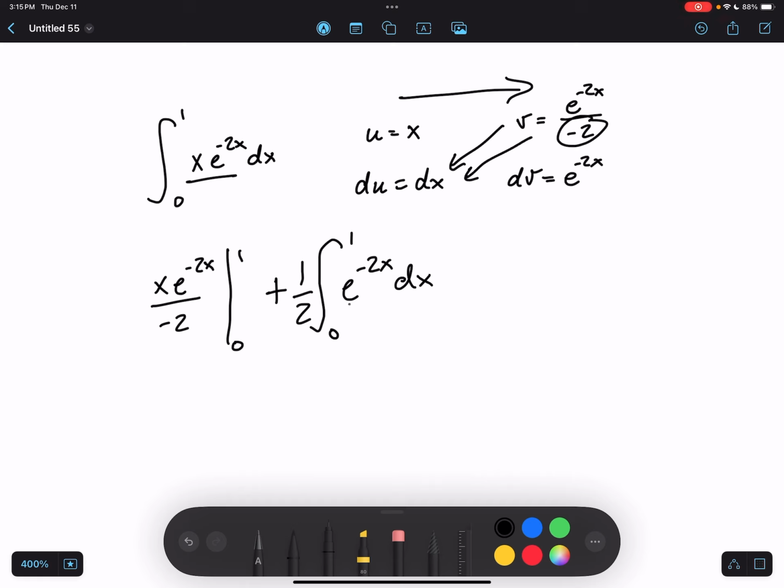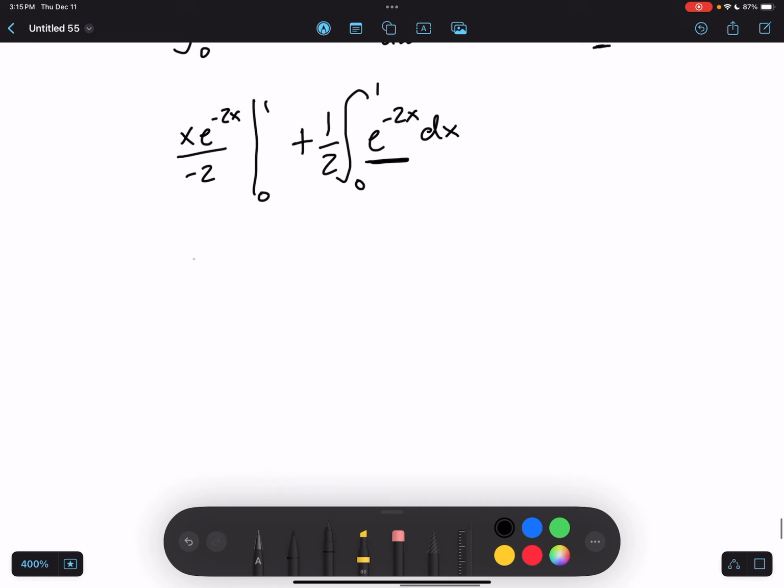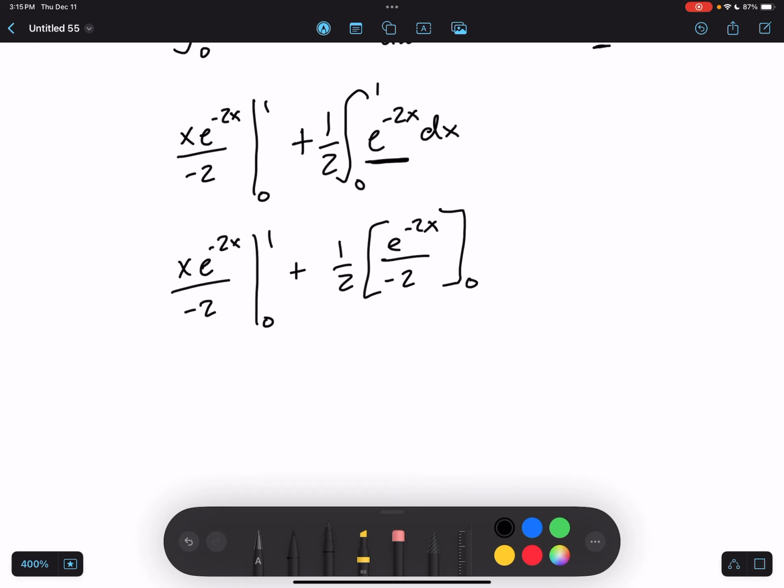Now we already know what the integral of e to the negative 2x is because we've done it once here. It's e to the negative 2x over negative 2. And so what we can do is rewrite this all. We can say x e to the negative 2x over negative 2 from 0 to 1 plus 1/2 times e to the negative 2x over negative 2, also then from 0 to 1. And then we can simplify this here.